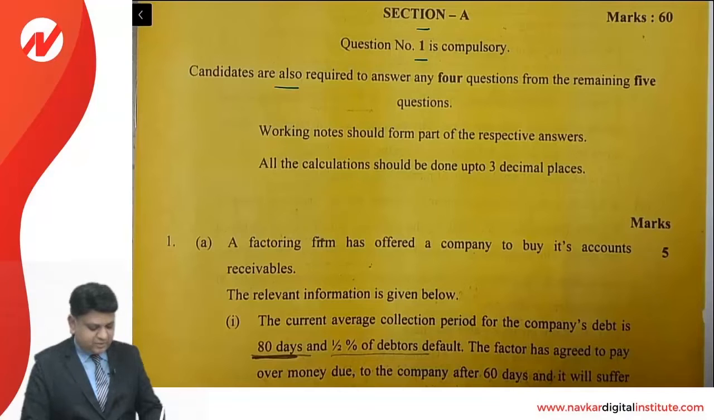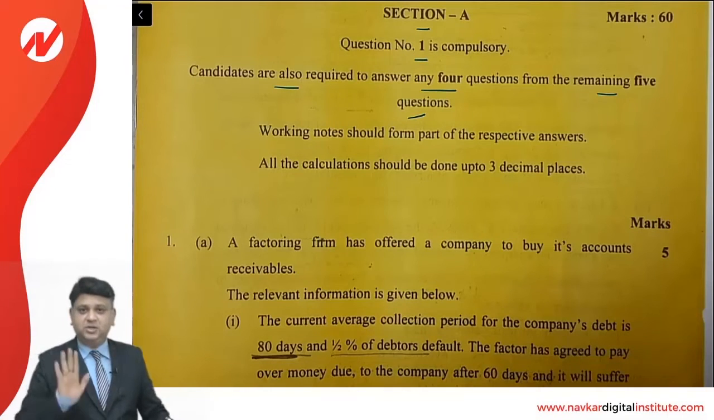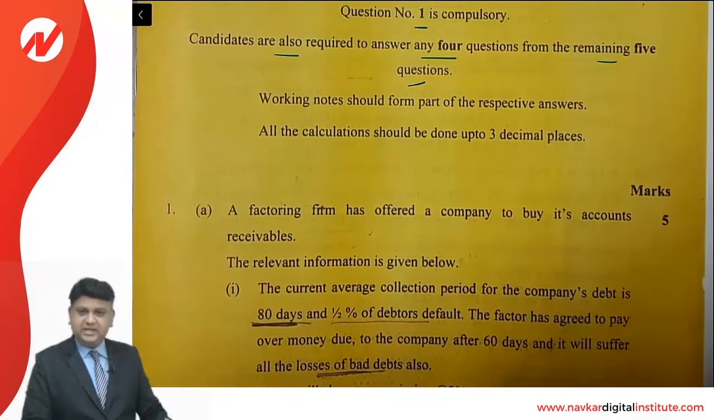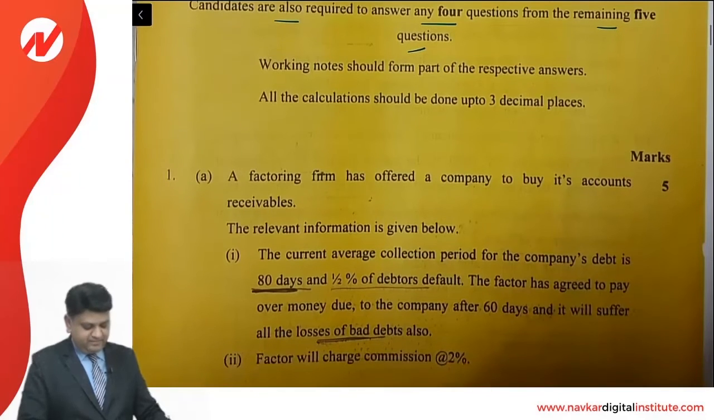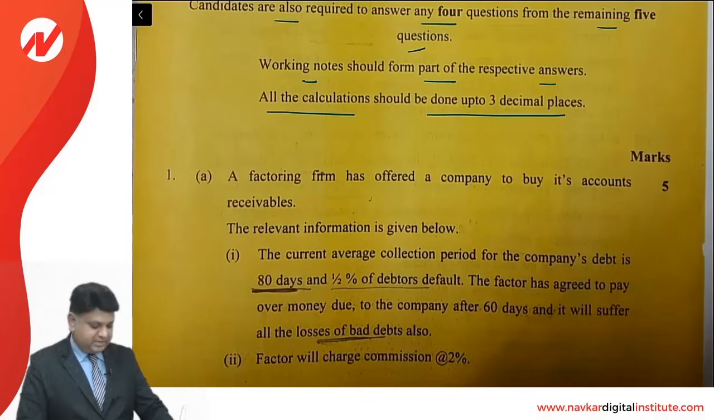Candidates are also required to answer any 4 questions from the remaining 5 questions. So from the remaining 5 we have to answer any 4 questions. That is the paper style that we have every time. Working notes should form part of the respective answer. All calculations should be done up to 3 decimal places.